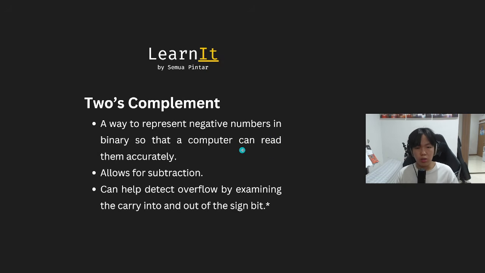Okay, now let's move on to 2's complement. And 2's complement is pretty much a way to represent negative numbers in binary so that a computer can read them accurately. So yeah, negative numbers. And this allows for subtraction, okay? And this is some additional notes. It can also help detect overflow by examining the carry into and out of the signed bit. However, you don't need to understand this at the moment. All you need to know is that 2's complement is pretty much a way to represent negative numbers in binary.